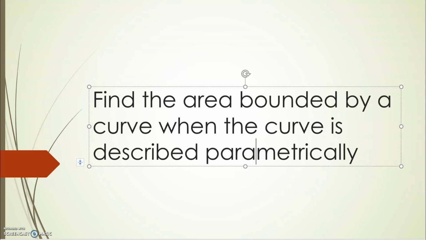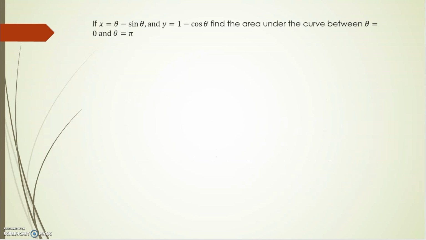This is where we're using integration to find the area bounded by a curve, but in this case the curve is described parametrically. So we've got here x equals theta minus sine theta and y is equal to 1 minus cos theta, and we're asked to find the area under the curve between theta is 0 and theta is pi.